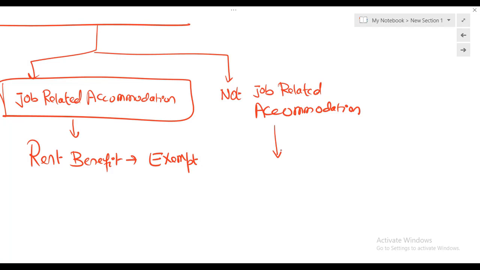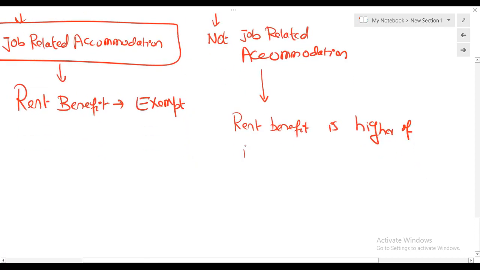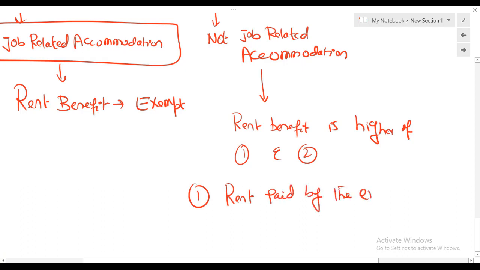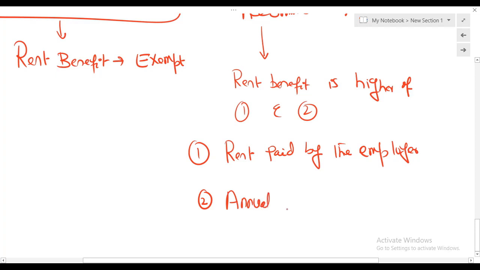So if the accommodation is not a job related accommodation, then rent benefit is higher of 1 and 2. One is rent paid by the employer, second, annual value of the rent. Annual value of the rent means market value of the rent. So whichever is higher, it is the rent benefit.